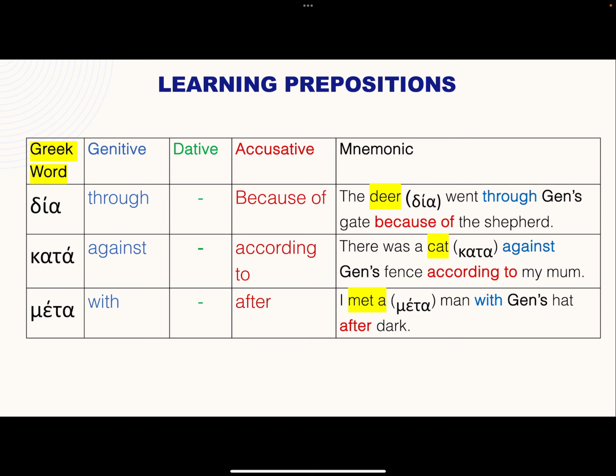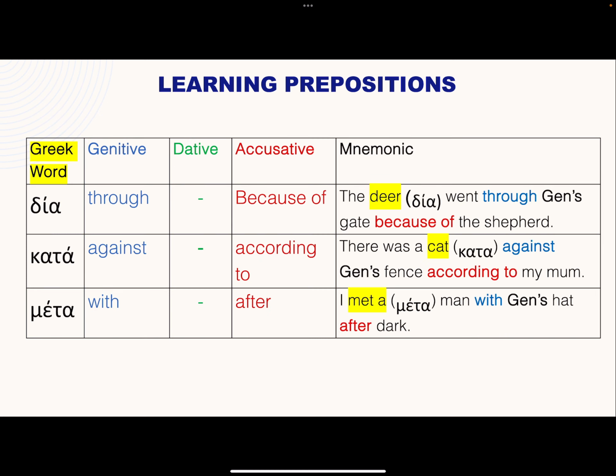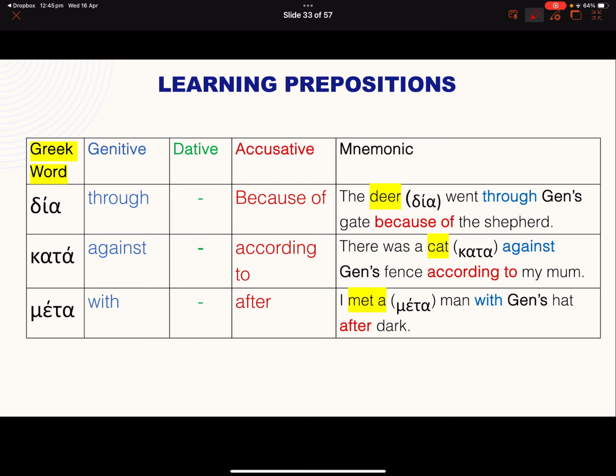Now, learning prepositions. Because prepositions carry these different meanings, it can sometimes be tricky to remember. You see the word dia and you think to yourself, well, I know dia can mean through and it can also mean because of, but I can't remember which is which. So I have found it helpful over the years to come up with what I call a mnemonic, a learning device.